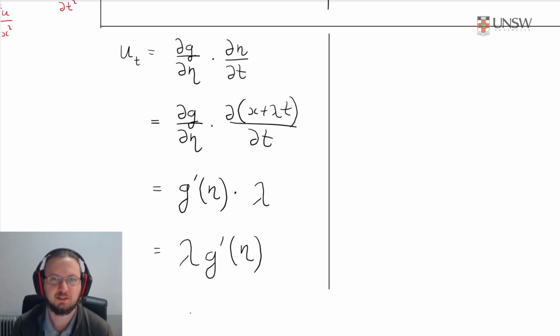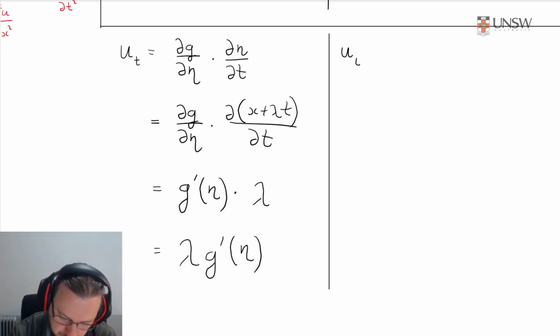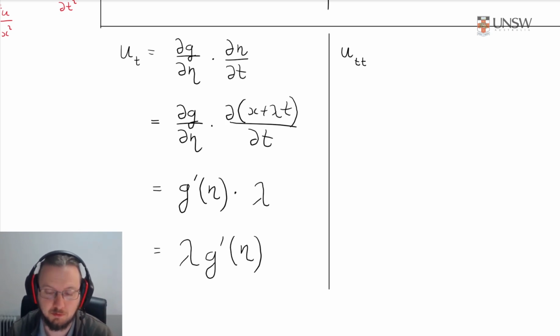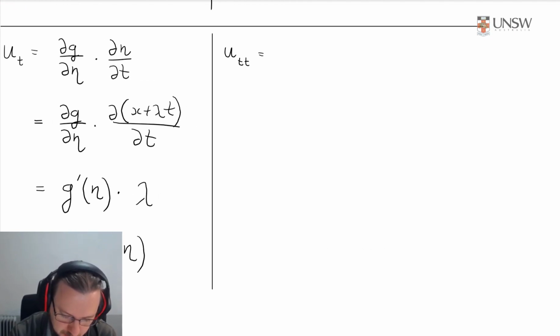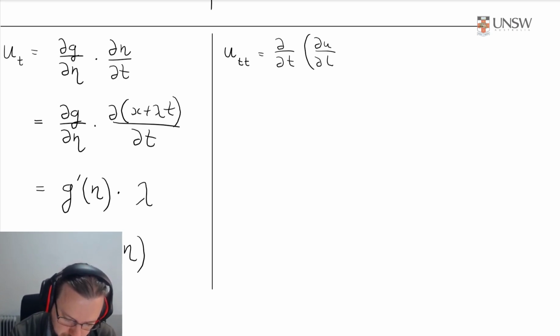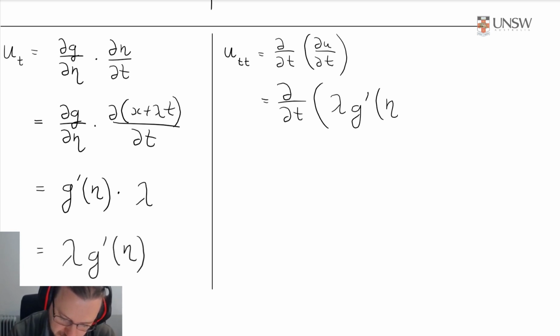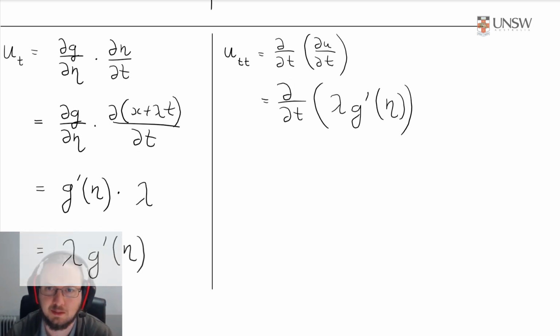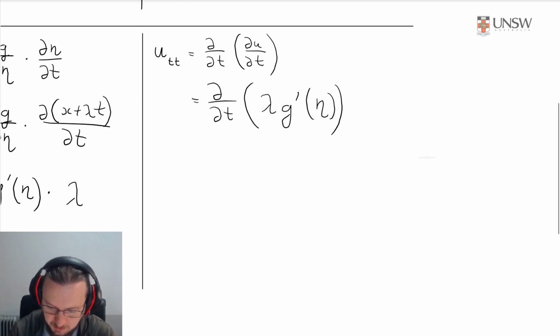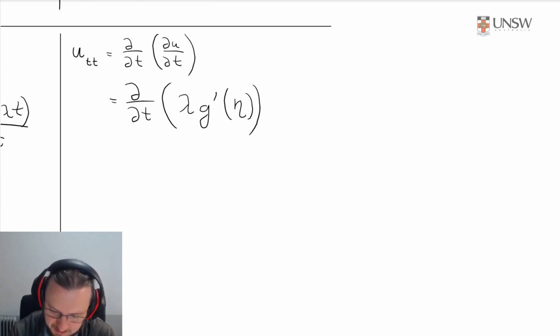And now what about the second derivative? Well, we're going to do the same thing. To find the second derivative with respect to t, I'm going to just find the partial derivative with respect to t of the partial derivative with respect to t. Now we've already worked this out. It's this expression here. So I'm trying to find the partial derivative with respect to t of lambda times the derivative of g evaluated at eta. So this is the same thing we had before.